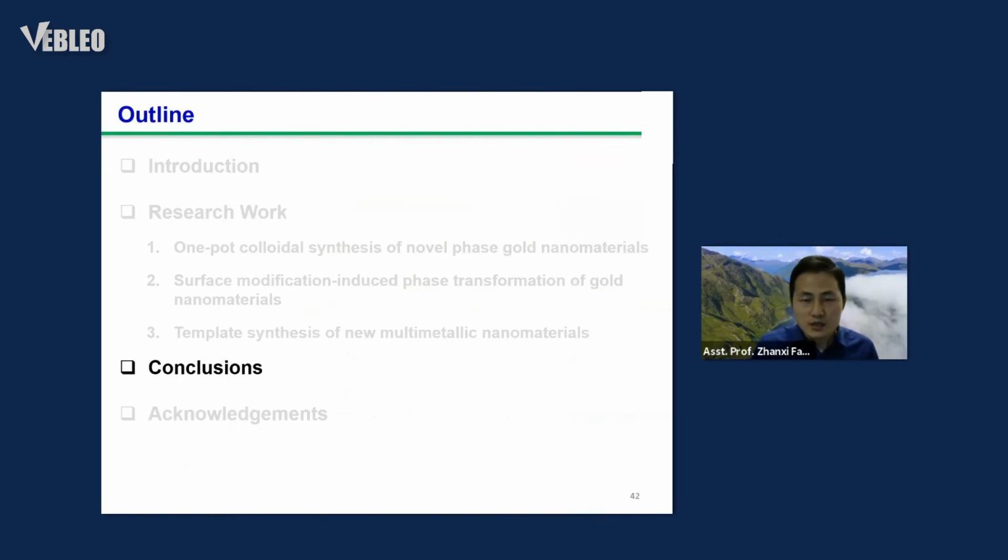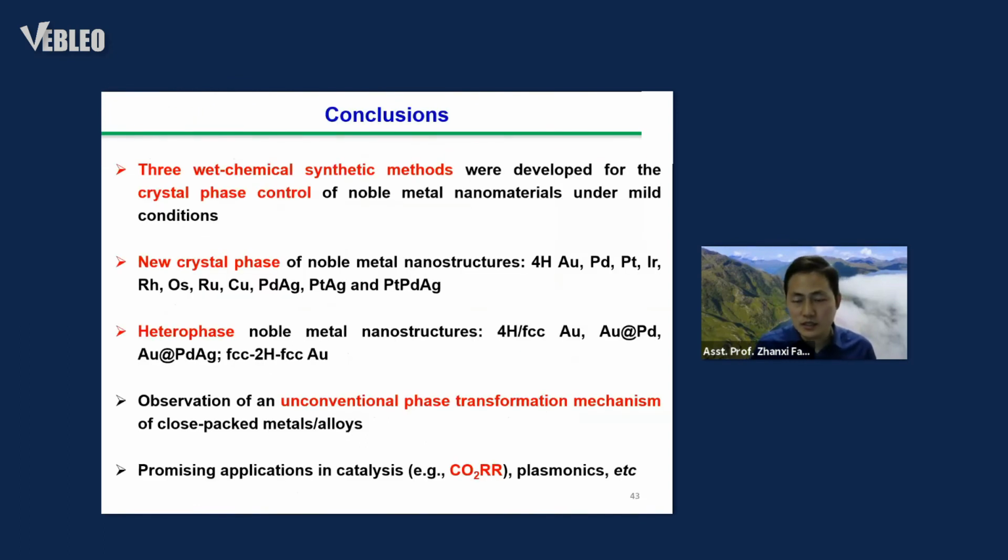Okay, here I would like to briefly summarize our recent research findings. Firstly, we have developed three kinds of wet chemical methods for the crystal phase control of noble metal nanomaterials under mild conditions. In this process, we have discovered new crystal phases for a series of noble metal nanostructures, such as gold, platinum, palladium, iridium, rhodium, osmium, ruthenium, copper, and also some alloy nanostructures like Pt-silver. We have also got some unique heterophase noble metal nanostructures.